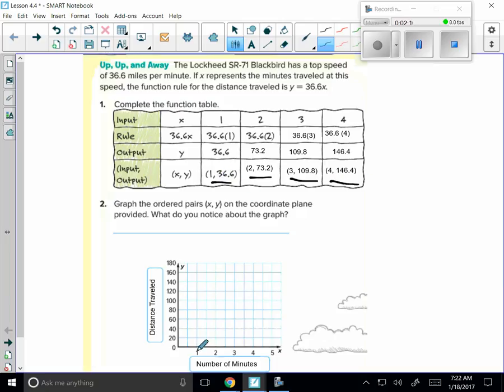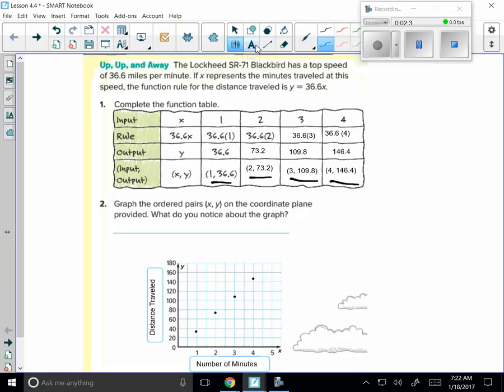So I'm going to start by doing 1, 36.6, and this will be estimating since we have the decimals and such, and it's not counting exactly by 1, so it's not going to be the most accurate. But the next one I go over 2, up 73.2, and then over 3, up 109.8. And then I go over 4, up 146.4.